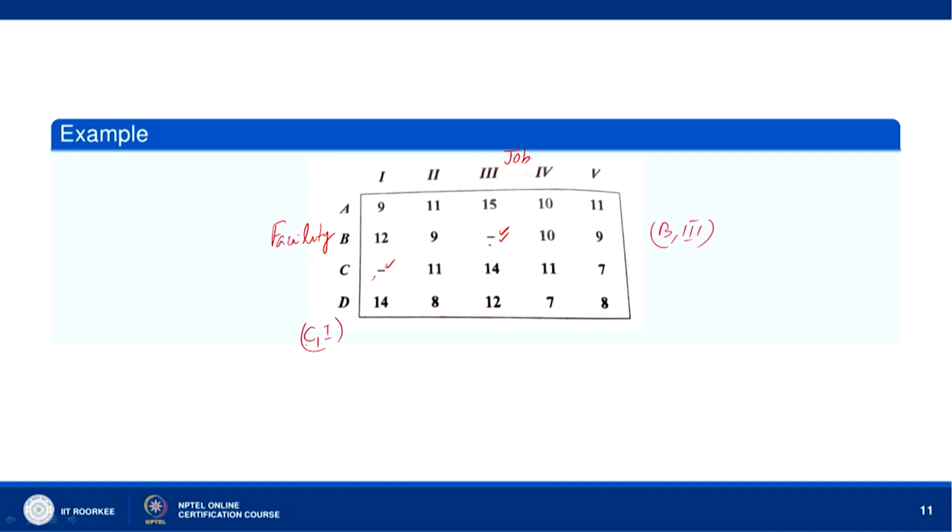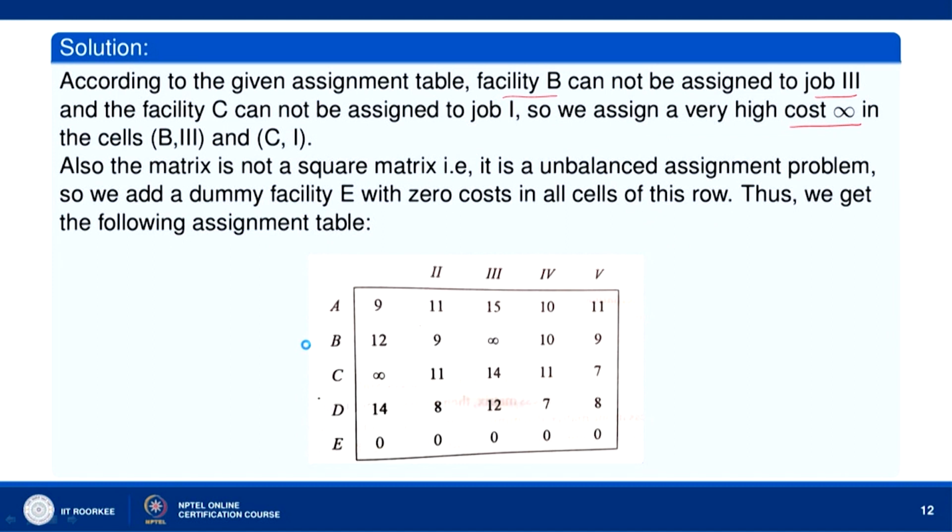We assign infinite cost to these cells, and also the matrix is not a square matrix, it is an unbalanced assignment problem. So, we add a dummy facility E with 0 cost in all cells of this row. We give 0 cost to all cells in this row, then we get the following assignment table. So, now this has become a balanced problem.